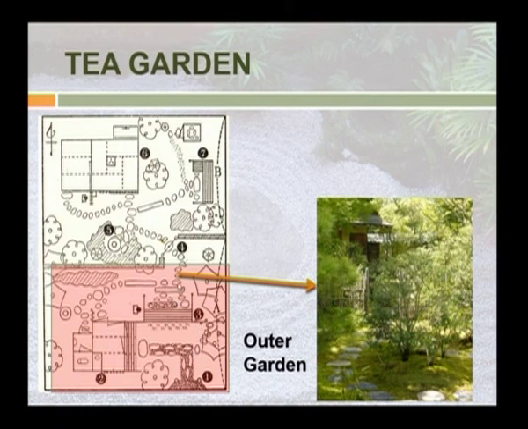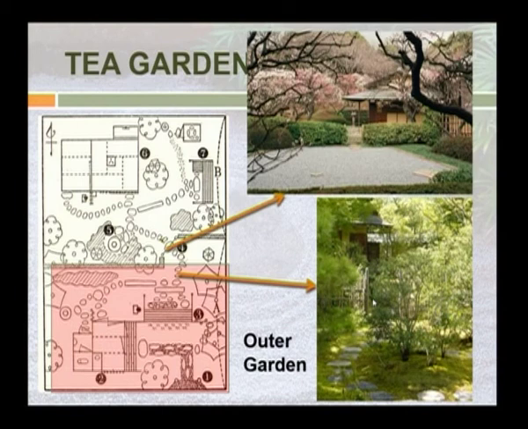Then there were stepping stones that led the guest into the inner garden. We can see the stepping stones and the fence and the gate here. This is a view of another typical tea garden, where we can see the inner garden is separated by a hedge and a gate, and we can also see stepping stones leading to the inner garden from the outer garden.